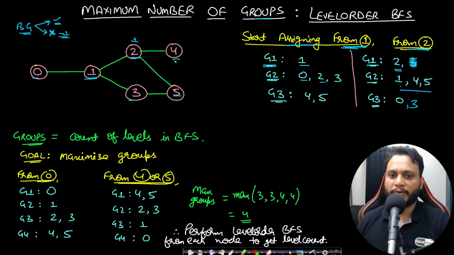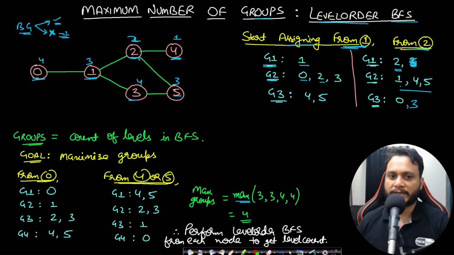But then if you perform the level order traversal from 4, you will find it in group 1. You will find this 2 in group 2. You will find this 1 in group 3, this in group 3, this will be in group 4, and this will be in group 4. So you are getting 4 groups starting from 4, and also starting from 0 you will get 4 groups as well. So that is why we may have to actually try level order BFS starting from each node, and then take the maximum of all these counts of groups.